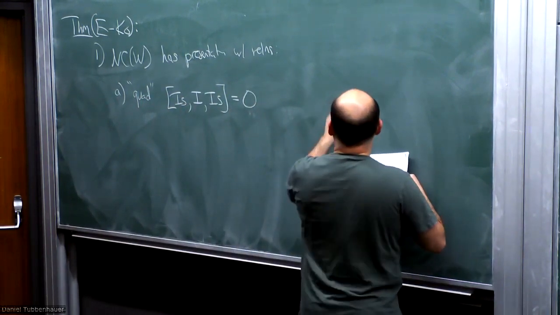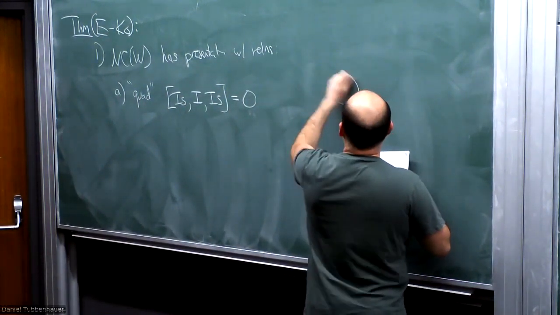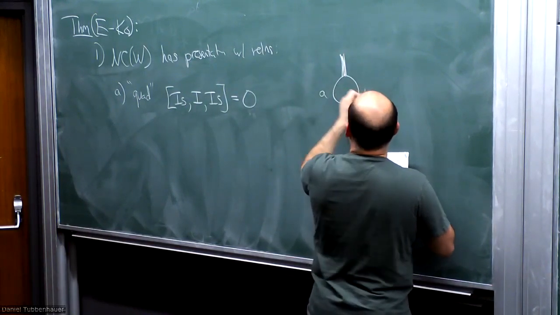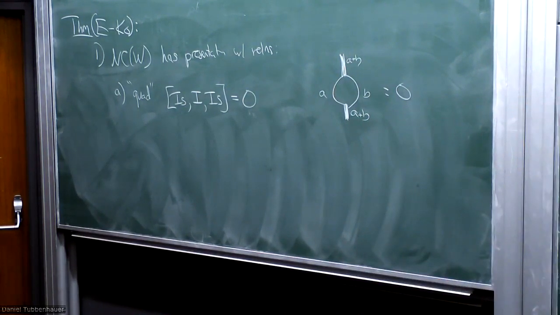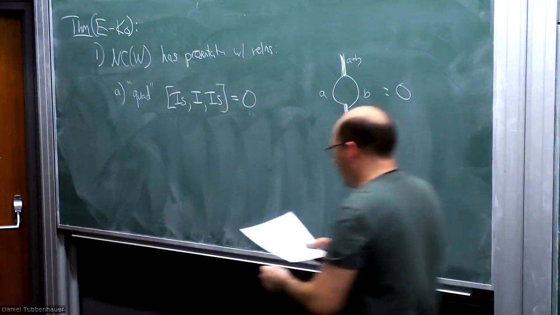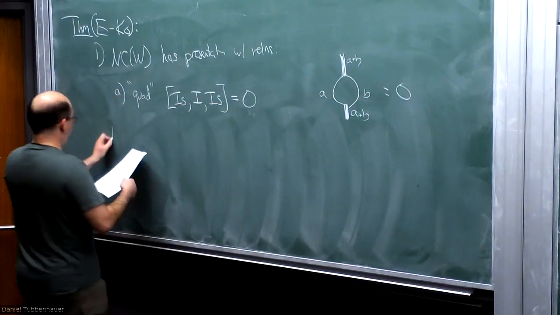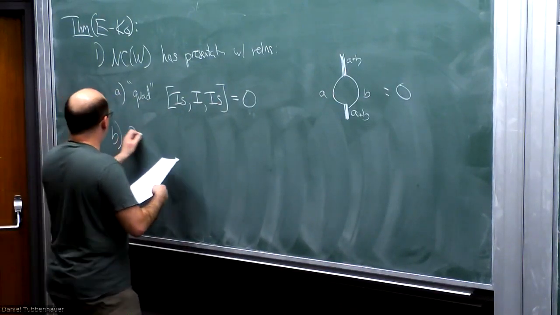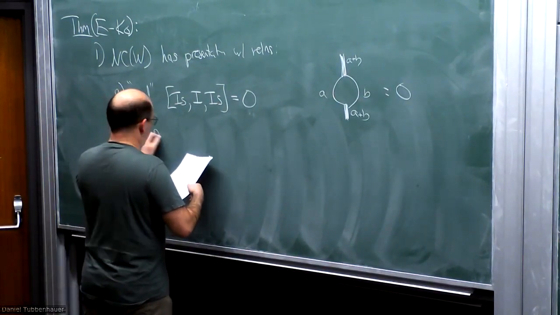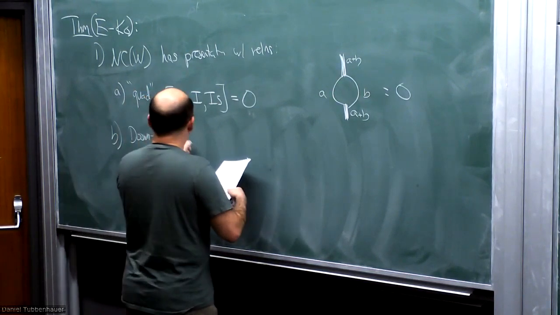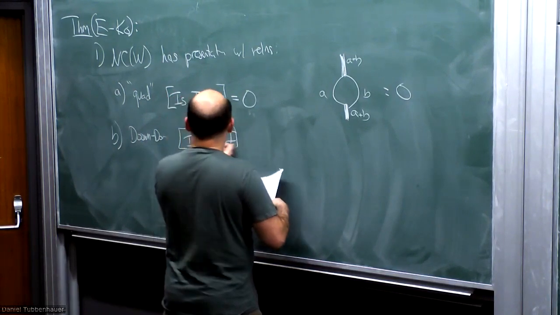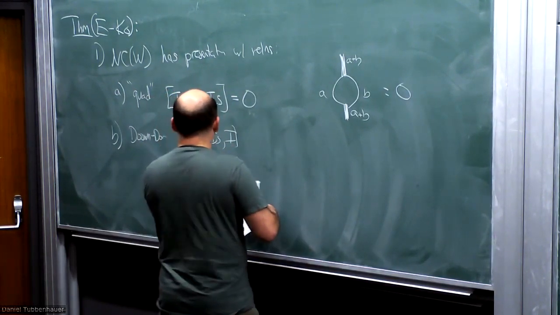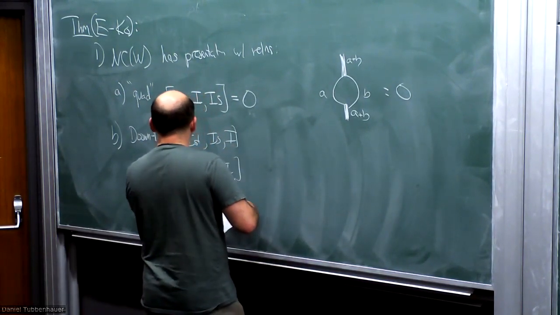In webs, it says that if you take a bigon where you split and then merge again, that's what it is in structure. The second is down, down, and up, up. So if I start at I, then I add S, and then I add T, that's the same thing as starting at I and adding T and adding S.